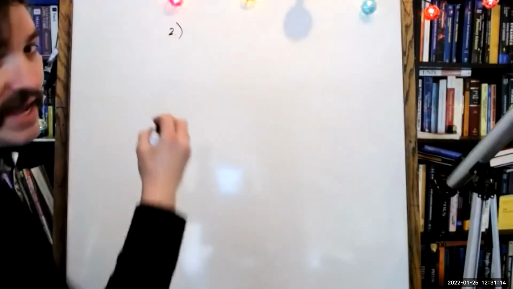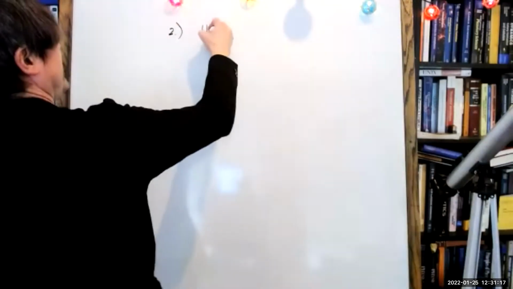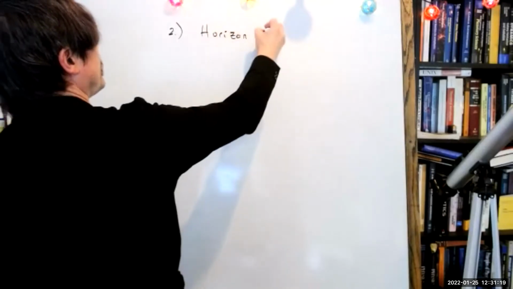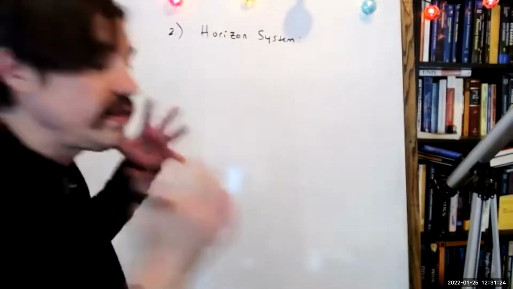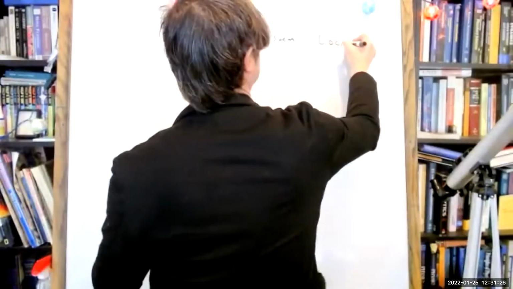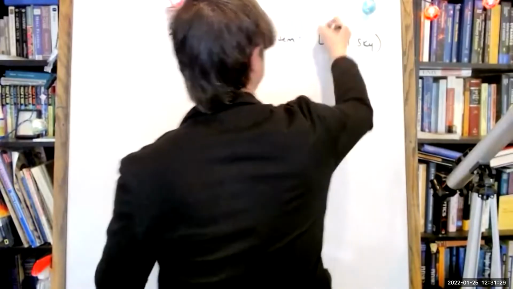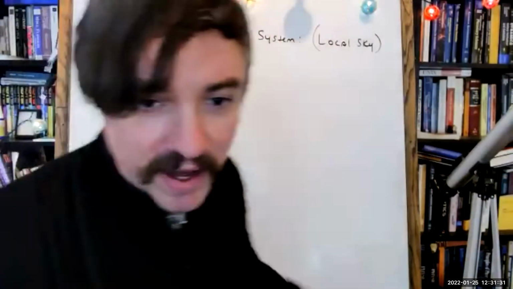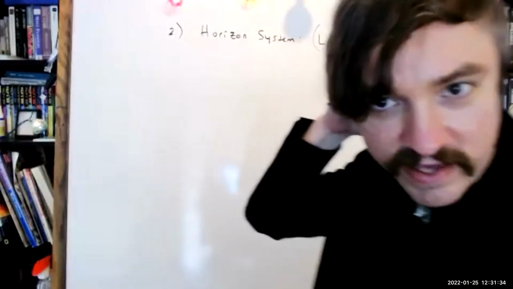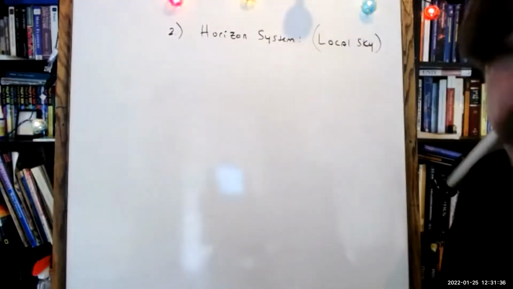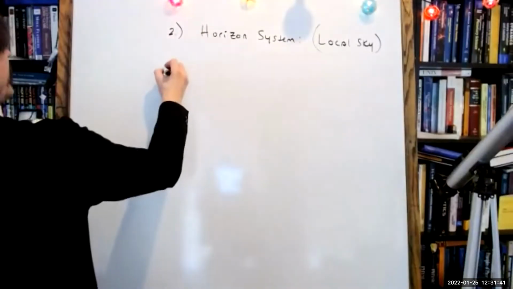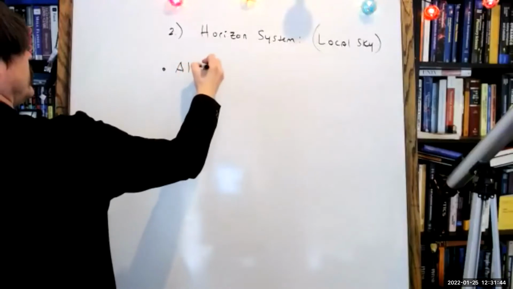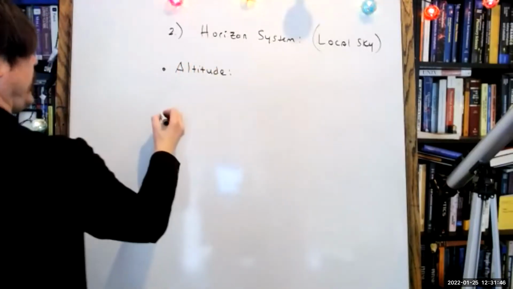Let's go ahead and define the horizon system. So Paige, this is the number 2 that you missed earlier. The horizon system is a coordinate system that we use for the local sky. It's great when you're out with your buddy, or at a telescope together, say at the Margaret Jacobi Observatory. It's a simple coordinate system to help you track the position of a star. The two angles are altitude and azimuth.